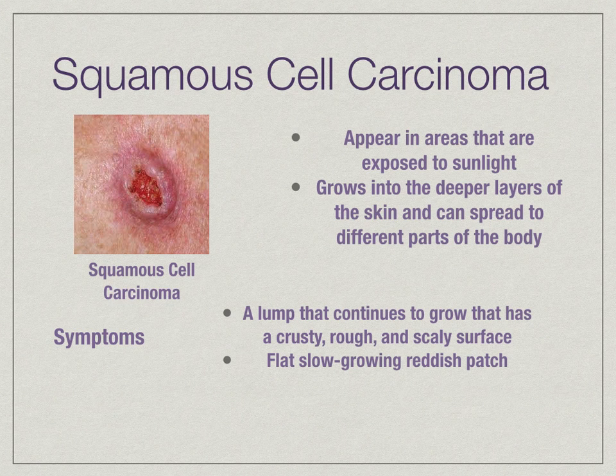Squamous cell carcinomas also appear in areas that are exposed to the sunlight, like the face, lips, neck, ears, and the backs of hands, and can develop in areas where there are chronic skin sores or scars. This form of skin cancer grows in the deepest layer of the skin and can spread to other parts of the body. So yes, it does metastasize. The symptoms for this cancer are a growing lump that has a crusty, rough, or scaly surface, or a flat, slow-growing reddish patch.